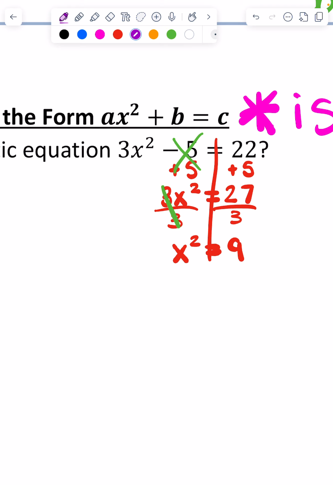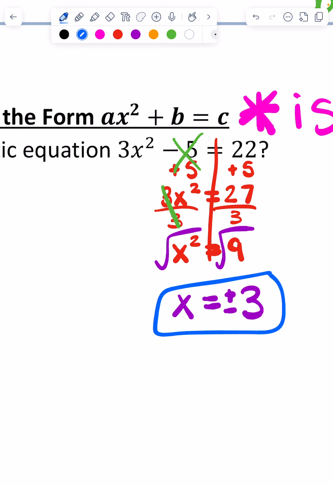Once x squared is isolated, we take a square root on both sides. That allows us to have x alone on the left. The square root of 9, 9 is a perfect square, that is positive 3. But we also are always going to have a negative answer as well. So x can be positive 3 or it can be negative 3.